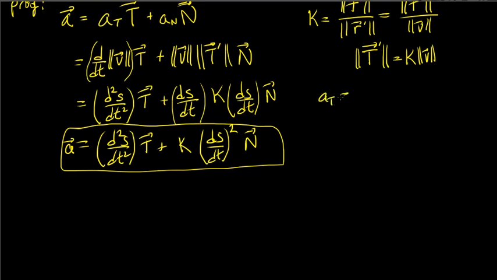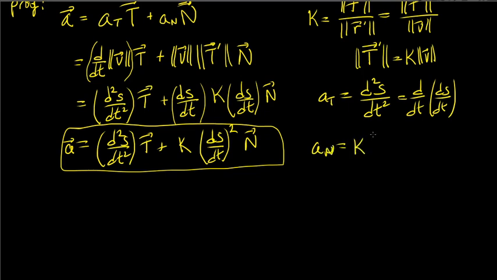So there you go. The tangential acceleration is just the second derivative of s. If you think about it, it's just the derivative of the speed, and speed is just the first derivative of s. And so the normal acceleration can also be calculated by the curvature times the first derivative of s squared, in other words, the speed squared.